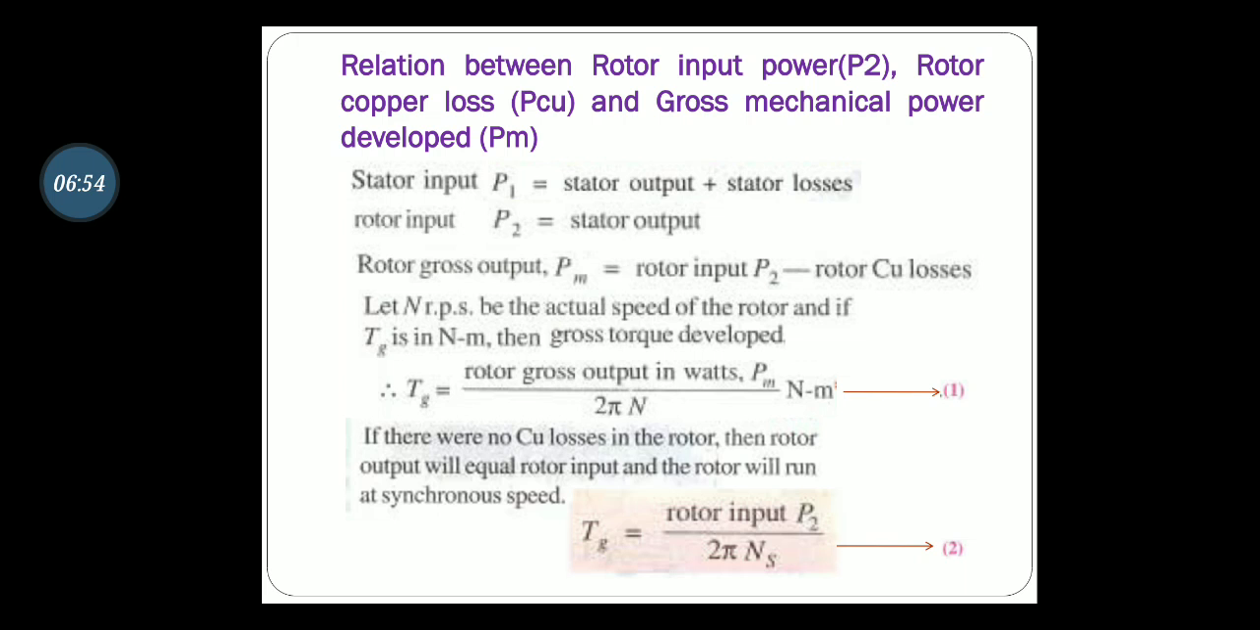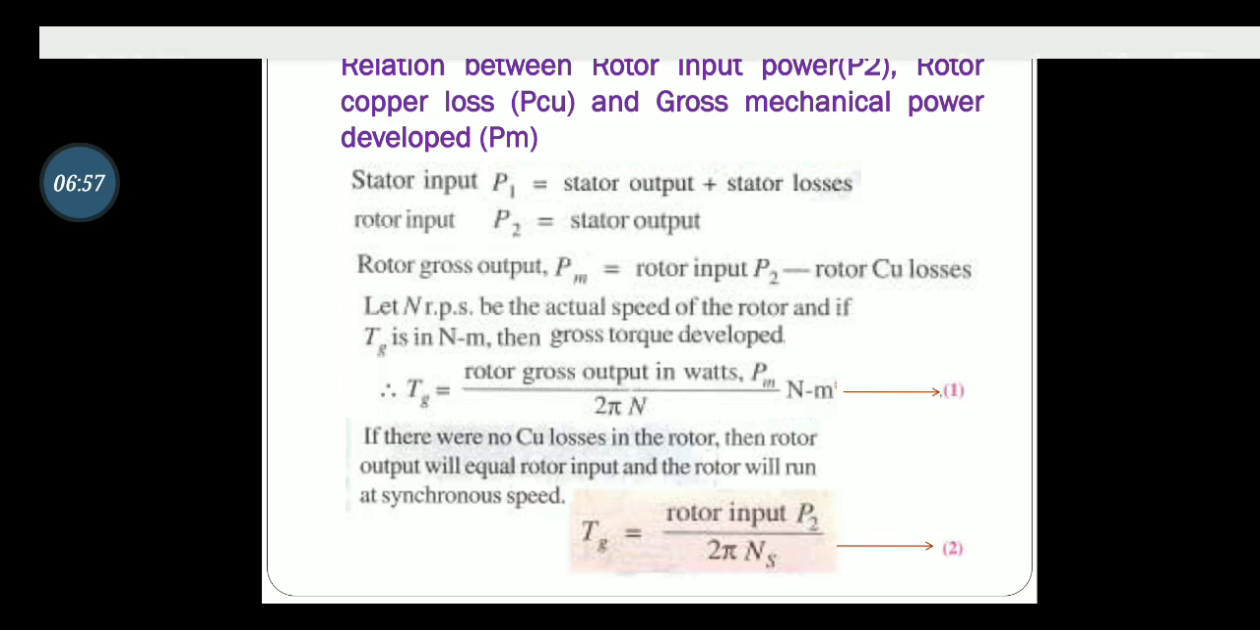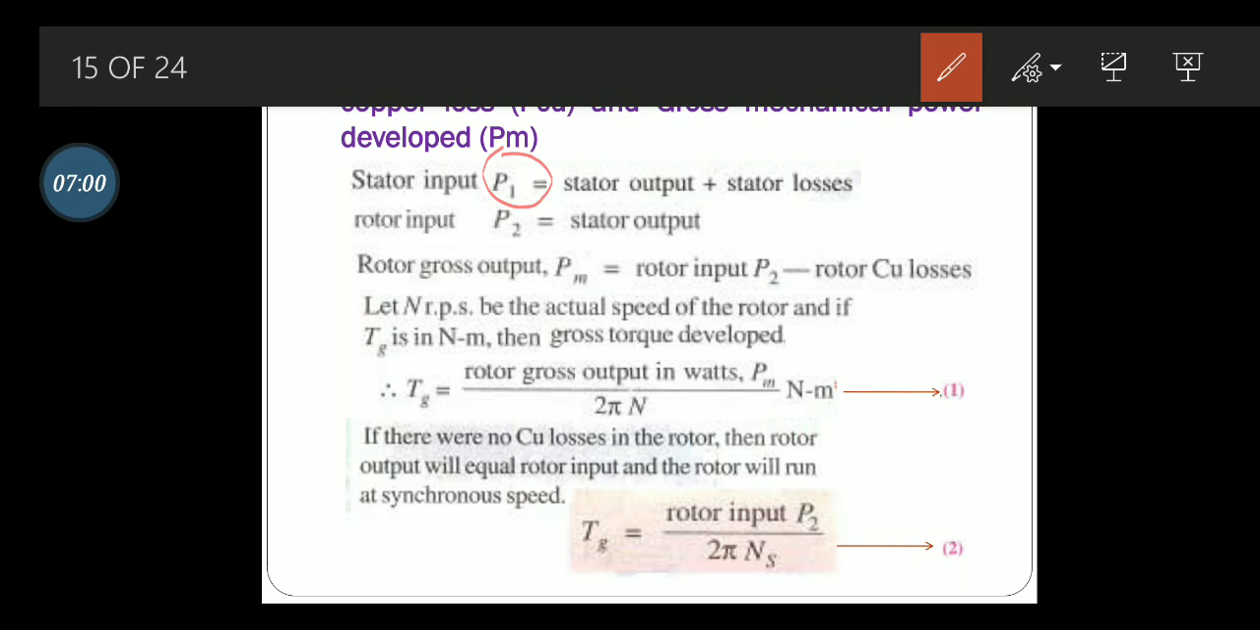Now let us consider a motor. The motor has a stator input, which is represented as P1. The stator input P1 is equal to stator output plus stator losses. In general, input is equal to output plus losses. Then the rotor input, represented by P2, is the stator output. Whatever output we get from the stator will be the input to the rotor, that is P2.